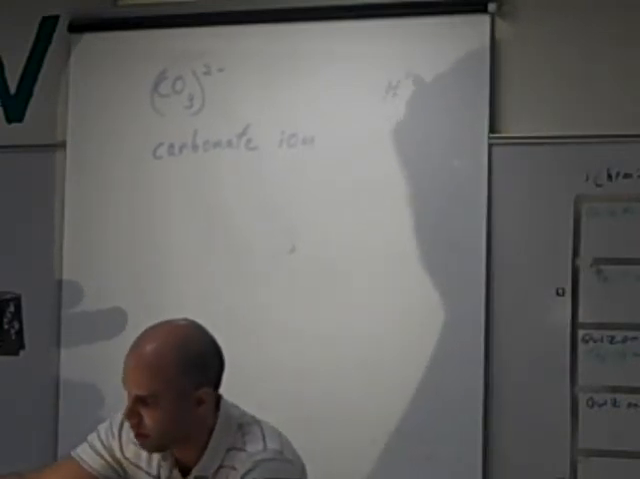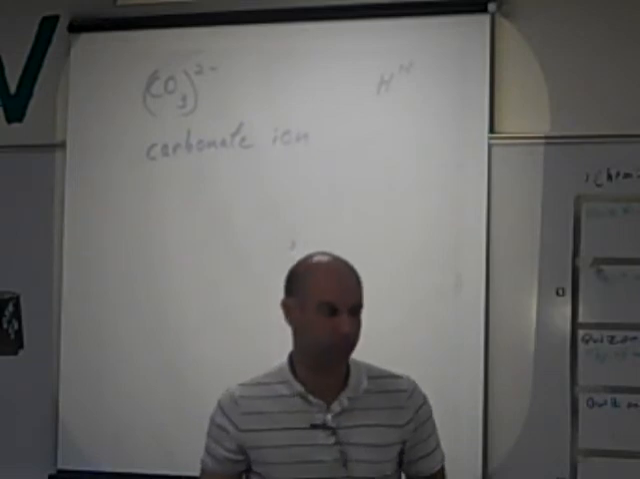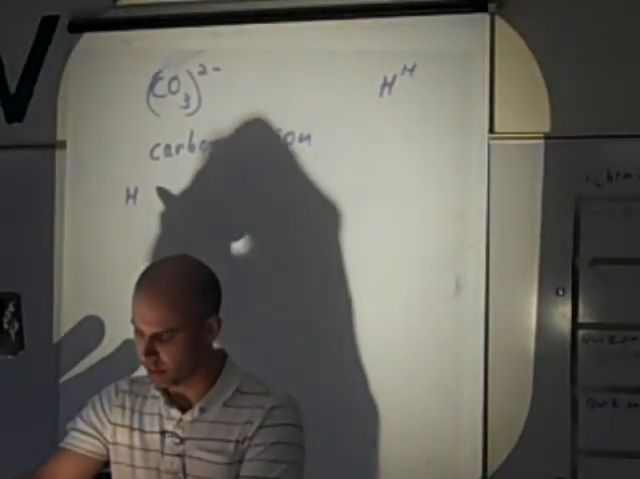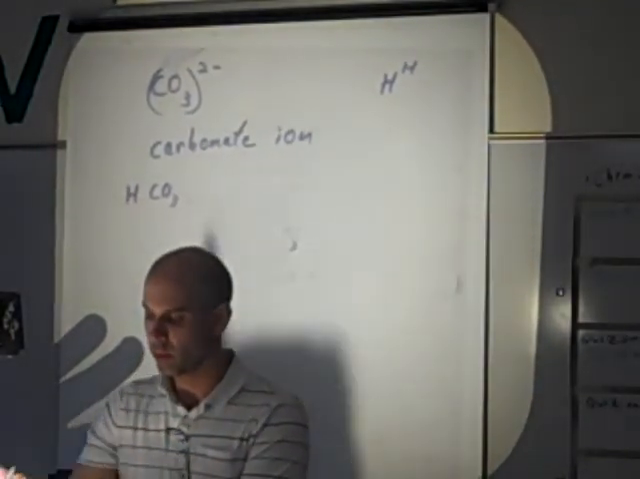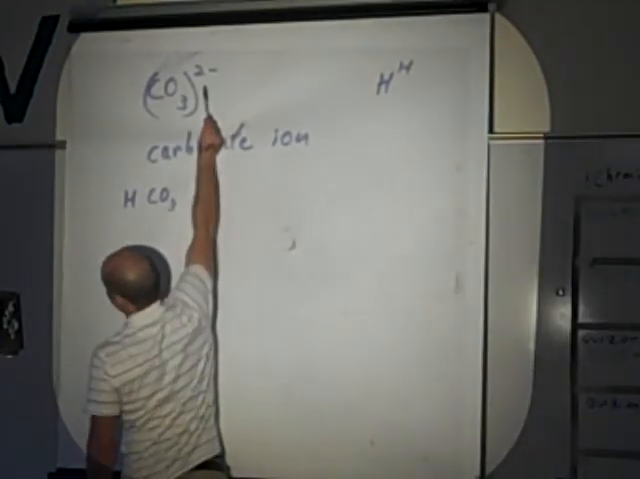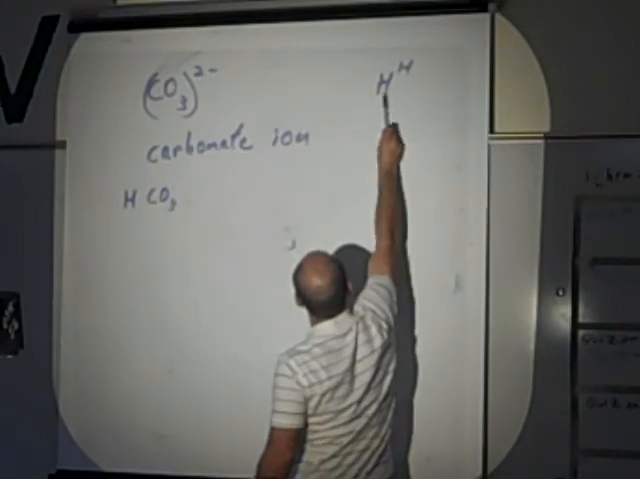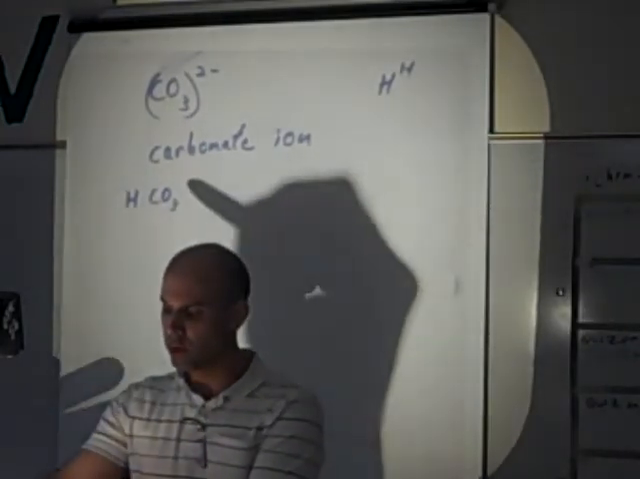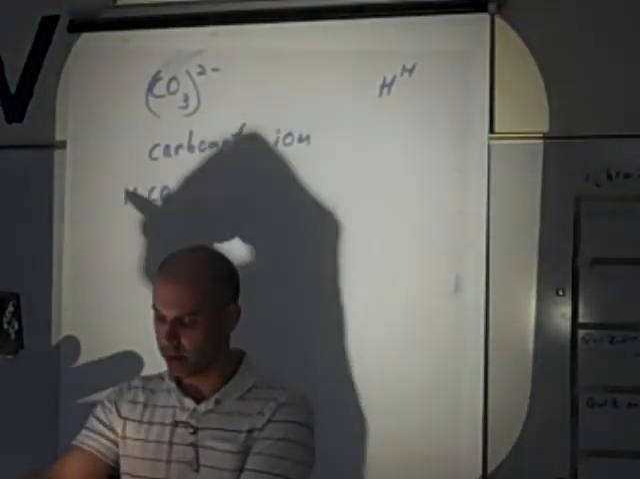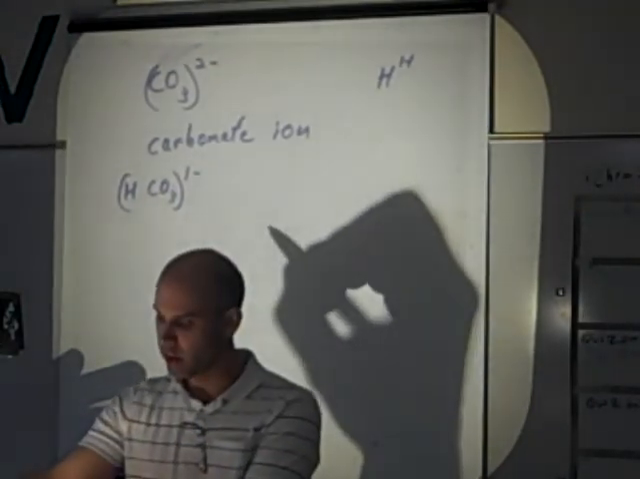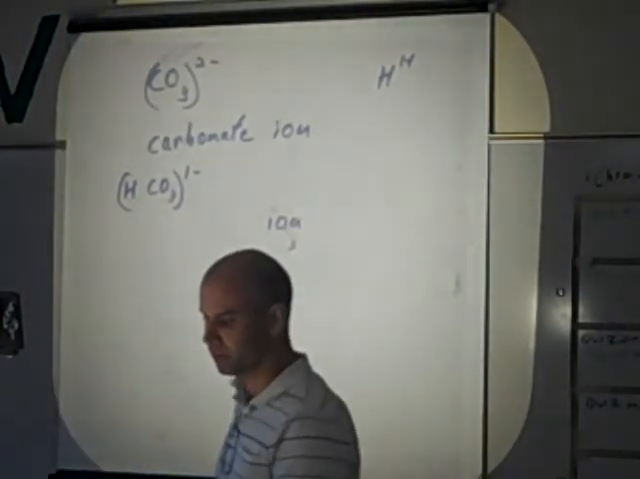Hydrogen has got a 1+ charge, right? What if I place one hydrogen out front with this? If carbonate has a 2- charge, and I add a hydrogen that has a 1+ charge, it reduces the overall charge by 1. It still has a charge, so it still has an ion.